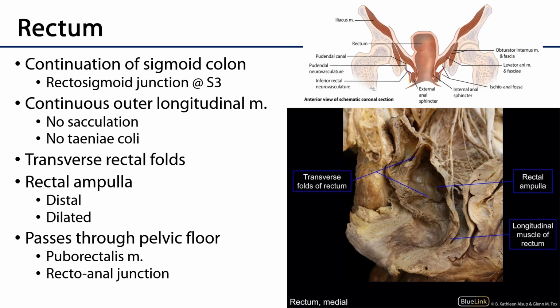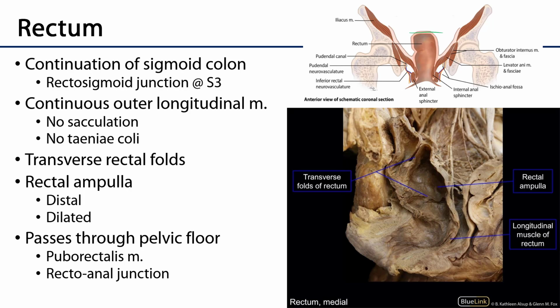That rectosigmoid junction is approximately at the vertebral level of S3. When we think of the layers of the rectum, they're all the same, but they're slightly phenotypically different than the layers of the remainder of the large intestine. So, for instance, the outer longitudinal muscle of most of the colon is condensed into ribbons of the tinea coli, which leads also to a sacculated appearance of the colon.